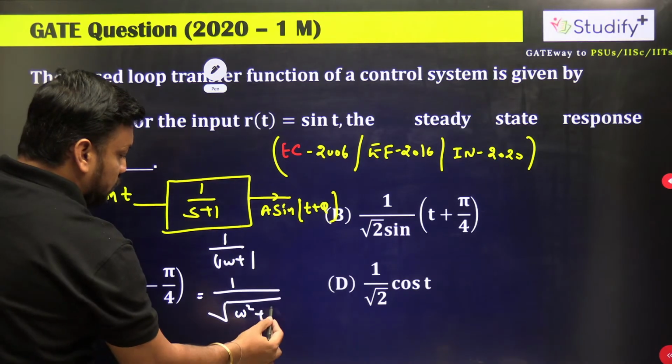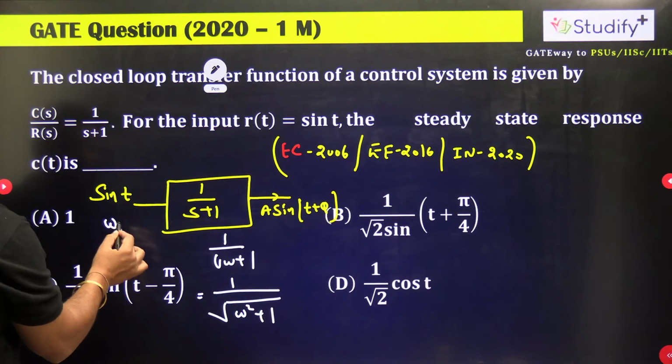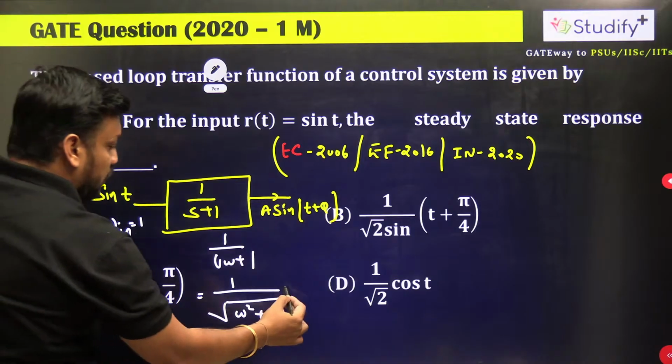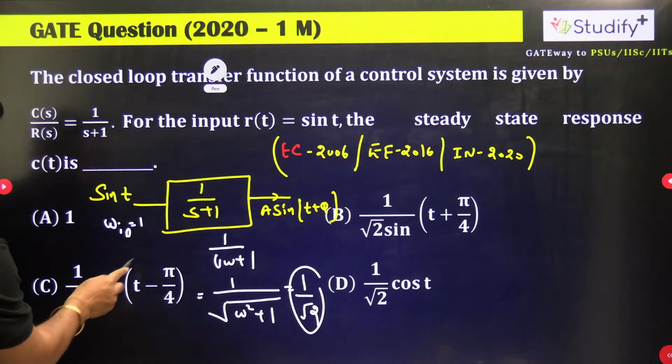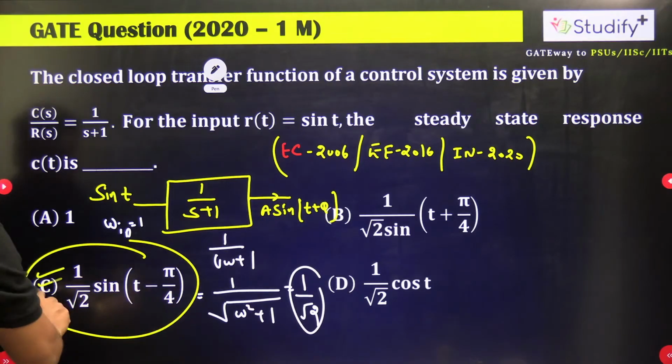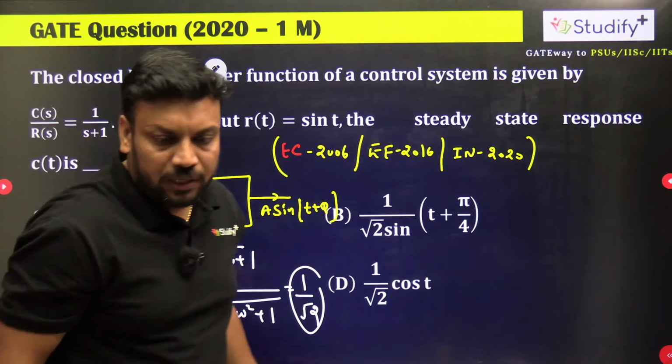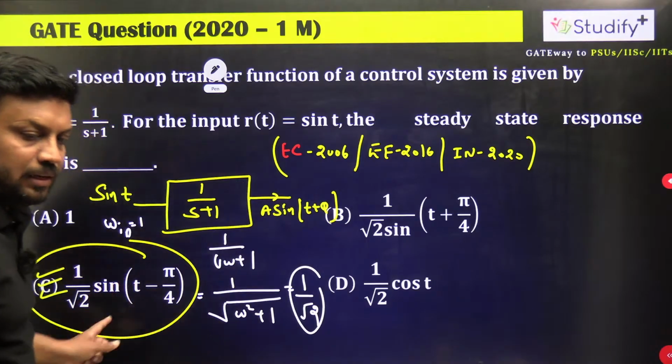You have done this question many times. Omega input is nothing but 1 only. So it will give you 1 by root 2 and angle minus 45. Don't you think the correct answer is C? Exact question, exact answer. Is this clear?